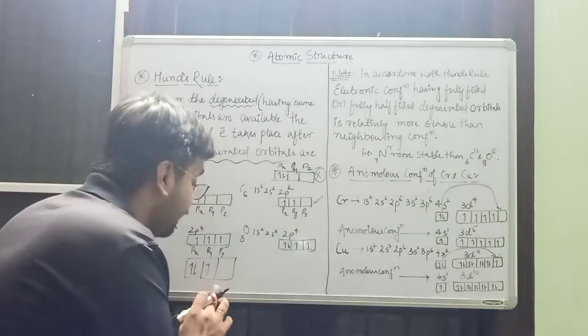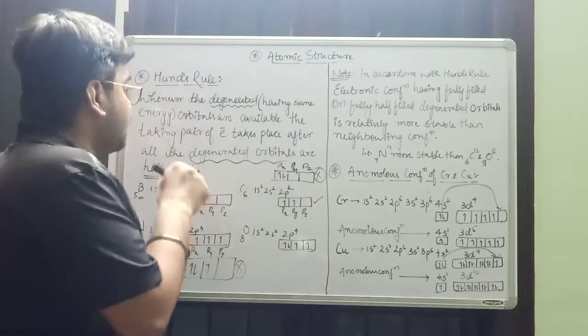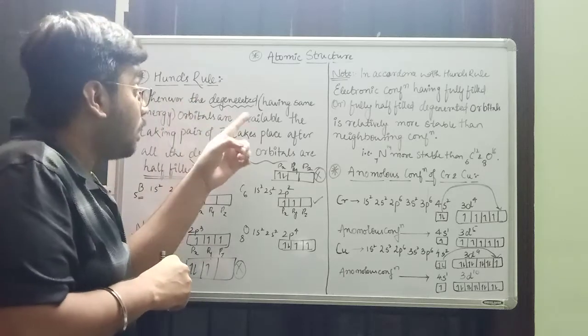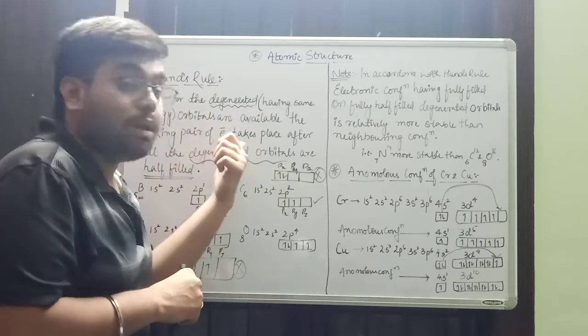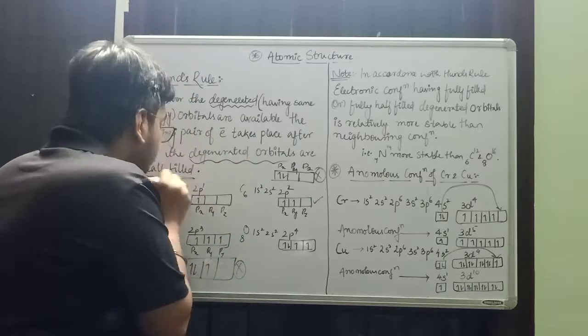No, we can't write like this because it doesn't obey Hund's rule. What does Hund's rule say? Whenever degenerate orbitals are available, pairing of electrons takes place only after all the degenerate orbitals are half filled.